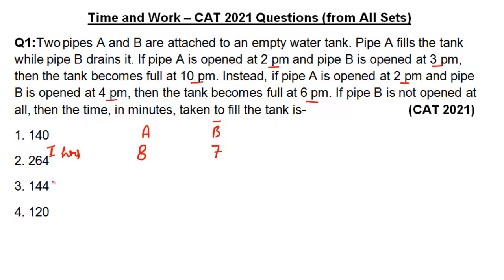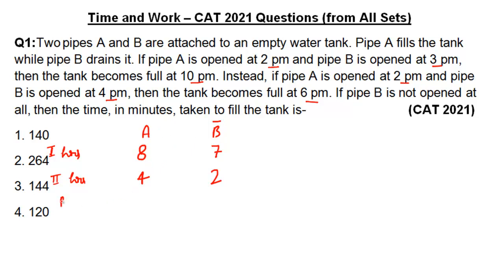Okay, in the second situation, if pipe A is opened at 2 p.m. and pipe B at 4 p.m., then the tank becomes full at 6 p.m. So that means pipe A was opened for 4 hours, from 2 to 6, and pipe B from 4 to 6, that is only 2 hours. So in this second situation as well, the tank becomes full. So if we know the rate of filling of A and B, which we can assume, then we can equate the capacity of the tank.